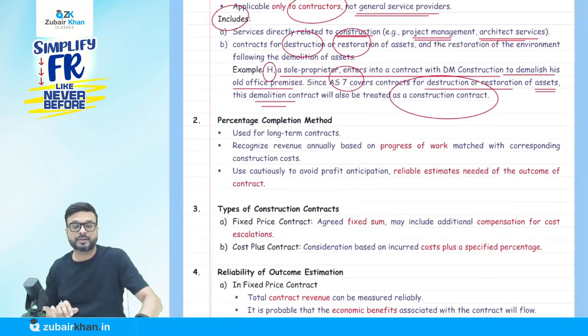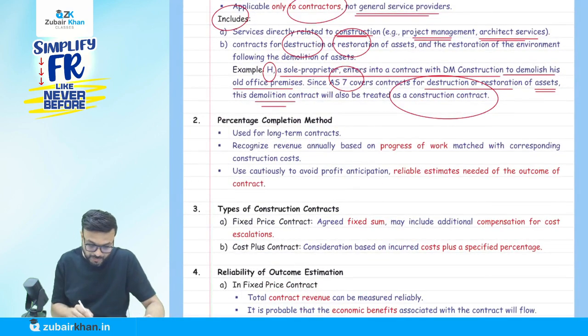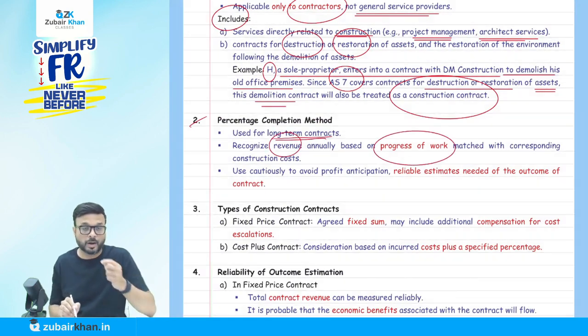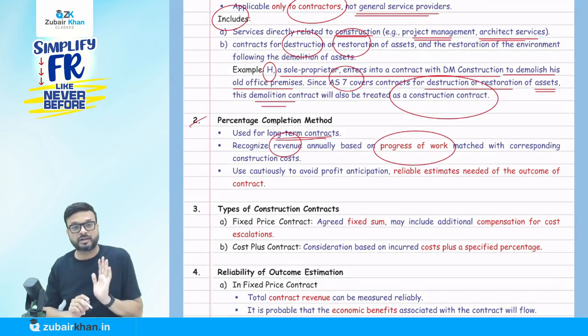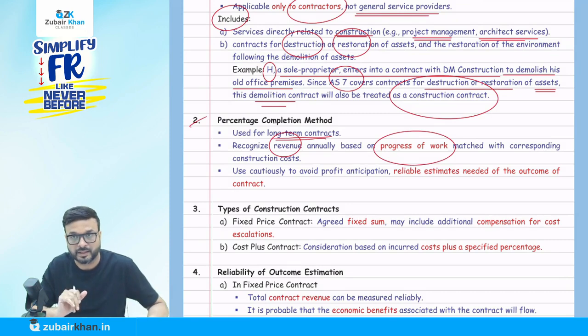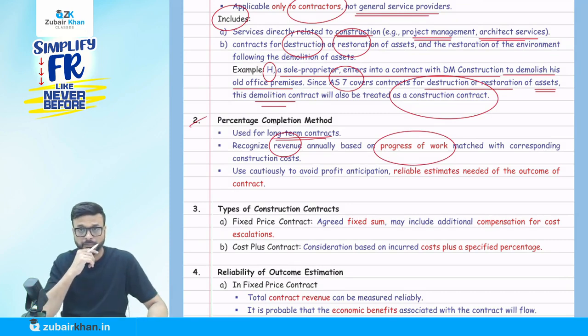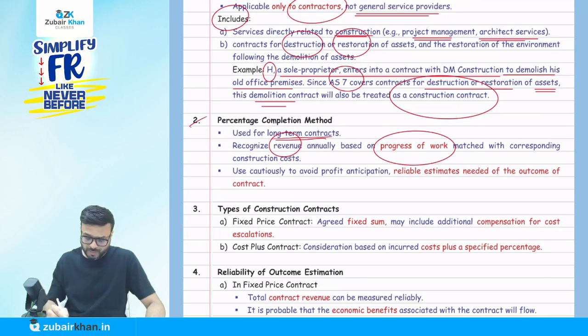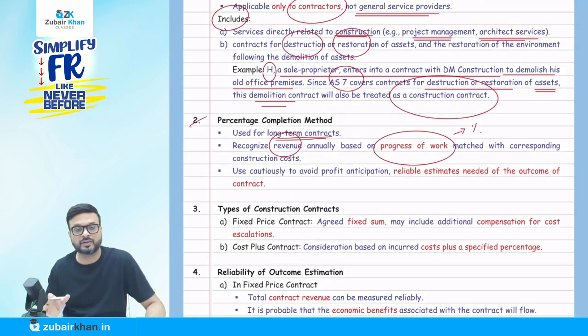But what is this percentage completion? It is used for long-term contracts. Recognize revenue annually based on the progress of work. How much work has been completed? Suppose 30% of the work has been completed, so we are going to recognize only 30% of the revenue, matched with the corresponding construction cost. I will tell you how to calculate this percentage, which is important. There are some methods of it. It will come later on.